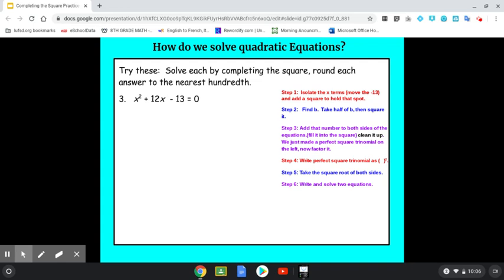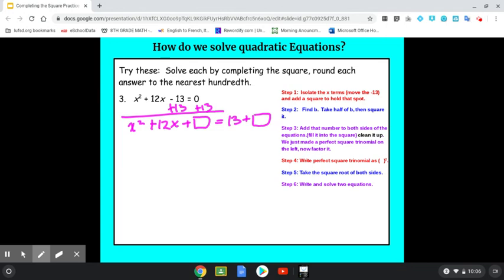Okay, so first things first, we're going to isolate our x term, which means I'm going to add 13 to both sides. And we're going to bring down our x squared, our 12x, our square, our 13 plus another square.